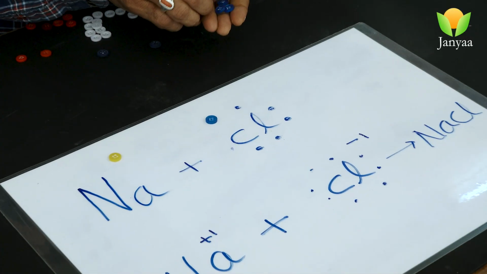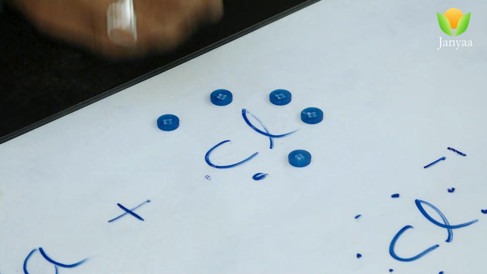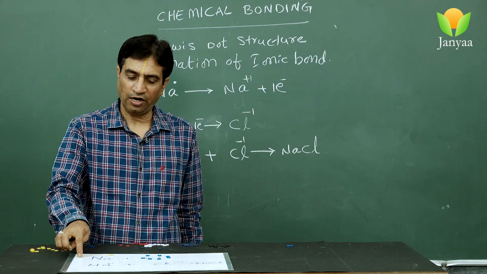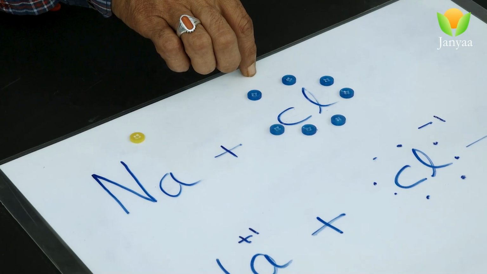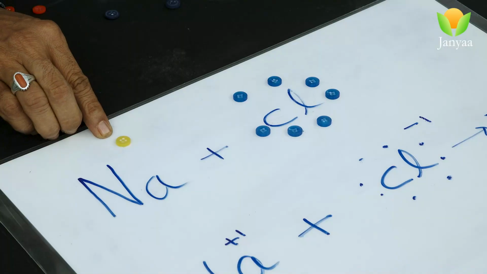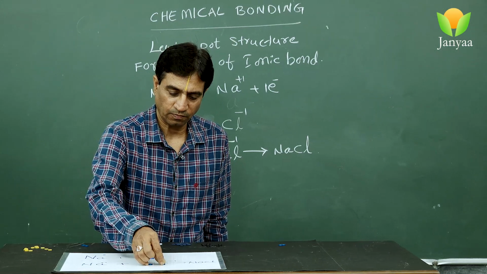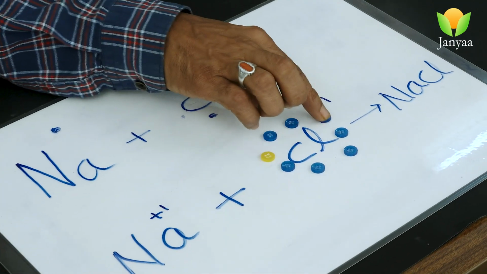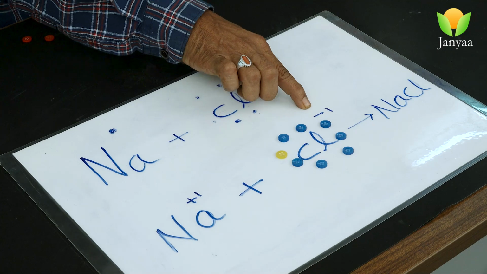It is very easy to represent the electrons by using the buttons. You see here one electron, here seven electrons. Sodium needs to lose one electron to get an octet in the outermost orbital, and chlorine needs to gain one electron to get an octet. So sodium loses one electron and chlorine gains that electron. By losing an electron sodium gets one positive charge, and by gaining one electron chlorine becomes negatively charged.